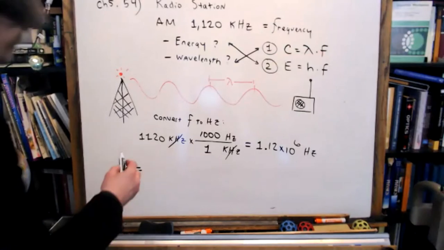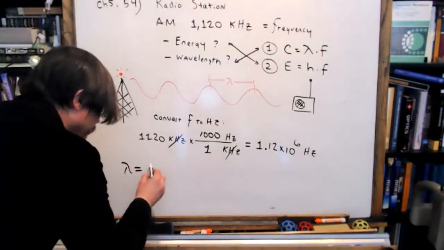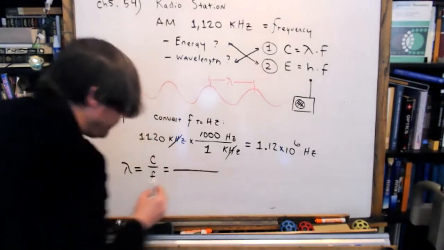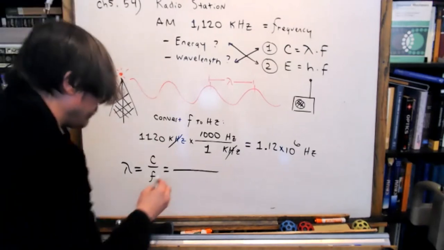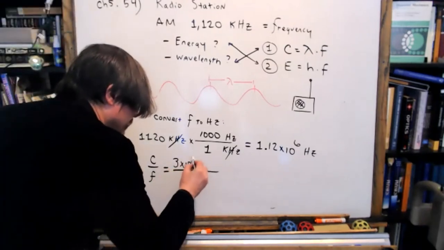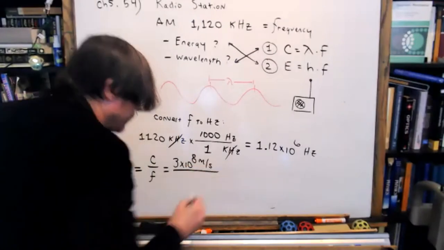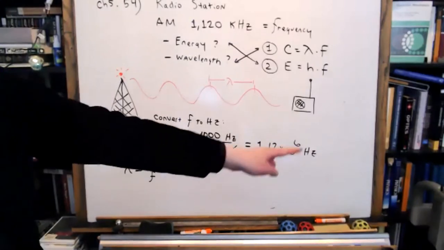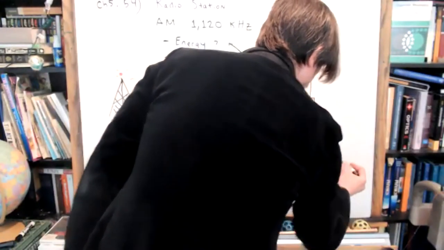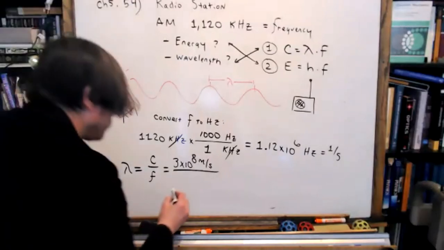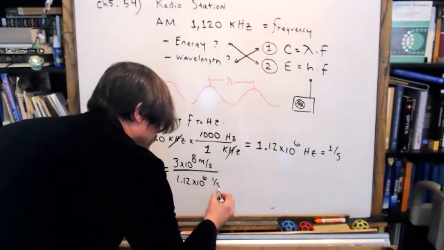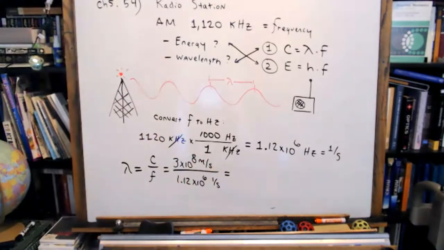Oh, yeah. That makes sense. All right, so it'd be c over f. Good. Now the speed of light is a constant. I gave it to you earlier. 3 × 10⁸ meters per second. Now, rather than put in 1.12 million hertz, I'm going to remind you guys that a hertz is equal to 1 over seconds. So I'm going to write this as 1.12 million cycles per second, because it'll be better for our dimensional analysis.